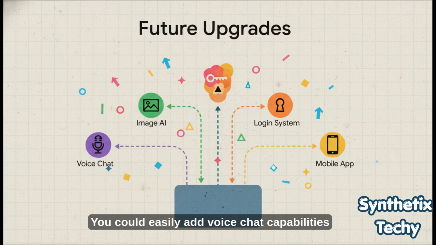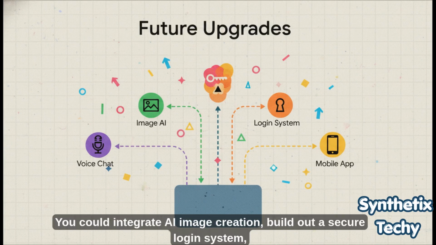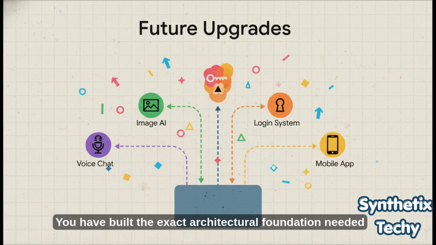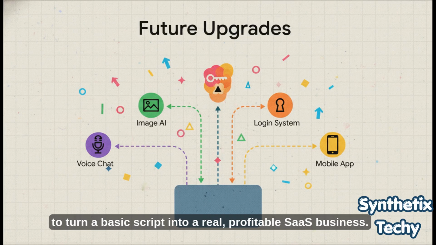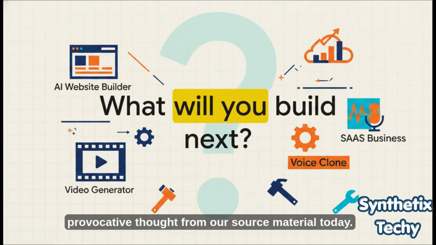You could easily add voice chat capabilities so it talks back to you. You could integrate AI image creation, build out a secure login system, or even code a dedicated mobile app version. You have built the exact architectural foundation needed to turn a basic script into a real, profitable SaaS business. Which brings us to a final, provocative thought from our source material today.